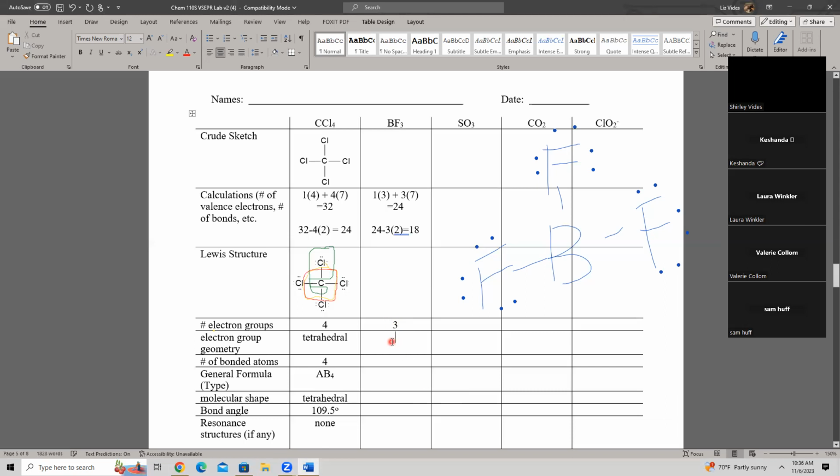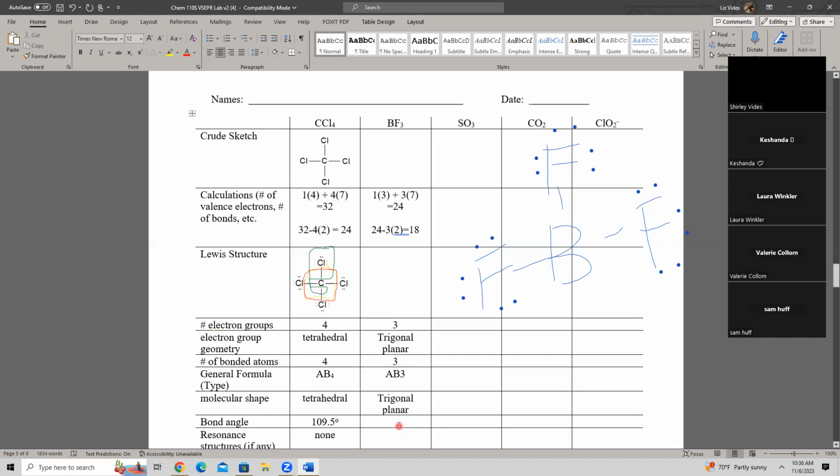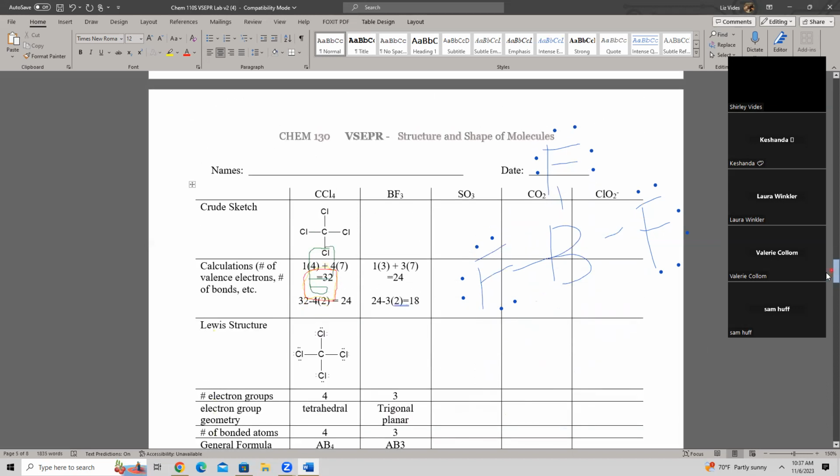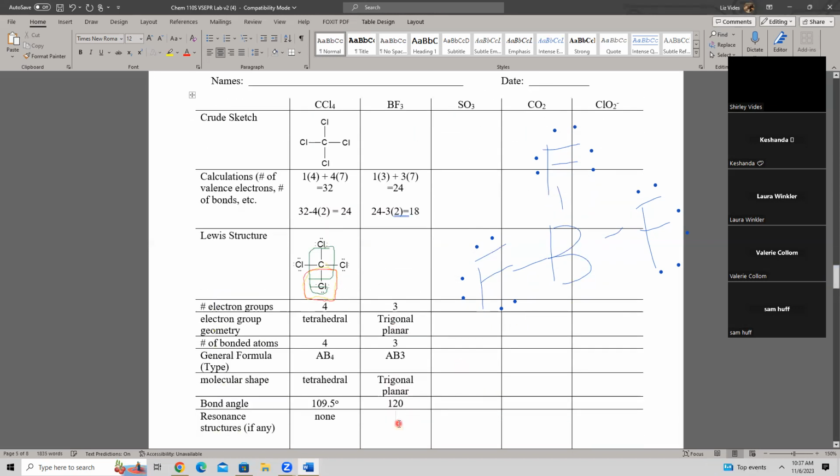So that means our structure is going to be trigonal planar, right? That's our electron group geometry. Now, how many are bonds? 3. That means this is an AB3. And the molecular shape is the same as the electron group geometry because nothing changed. Okay. So the angle, all of it is in that one table. So you can go look at the table in a minute. Oh, and we have no resonance because we have no double bonds.